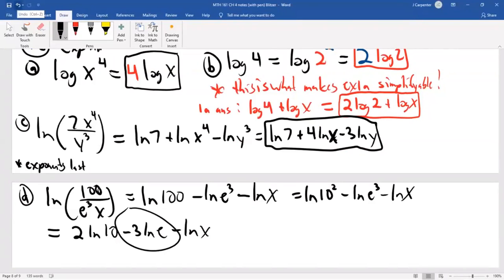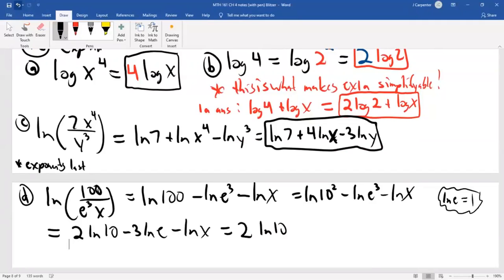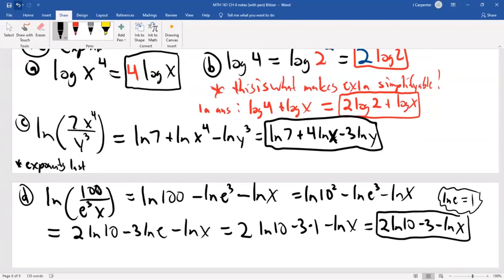The 3 doesn't have any effect on anything, but the natural log of e is simplifiable. Remember that the natural log of e is 1. Because the bases in e match, the whole thing basically cancels with a factor of 1. So this would be equal to 2 times the natural log of 10 minus 3 times 1 minus the natural log of x, which is just 2 natural log of 10 minus 3 minus the ln of x. And that's our answer.